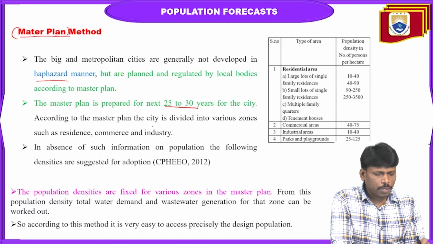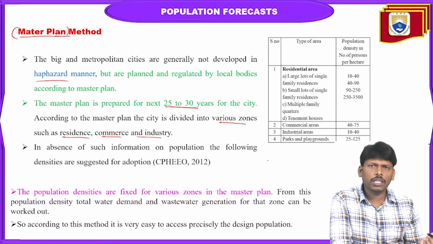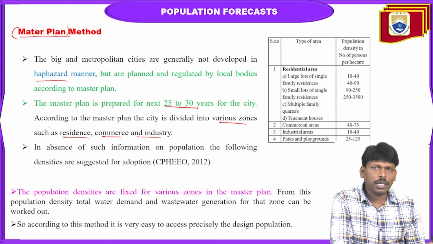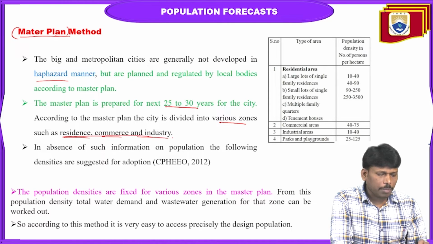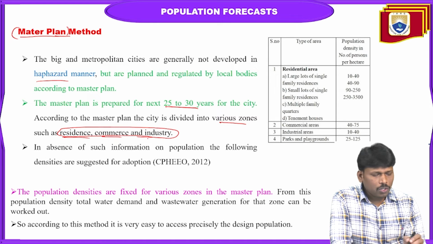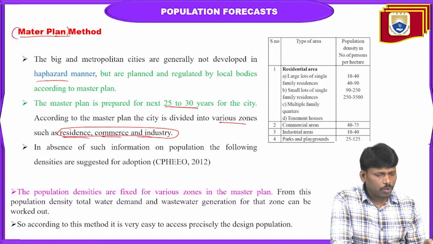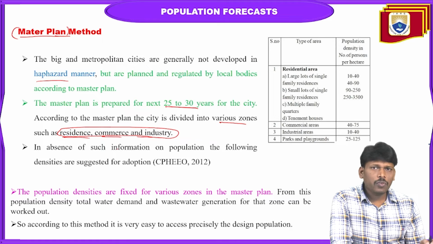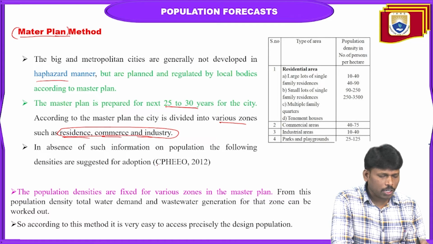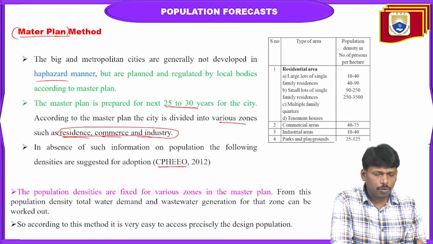And according to the master plan, the city is divided into various zones, like residential, commercial, and industrial. In other ways also we can divide, but this master plan provides us a way to divide the entire area by keeping all these things in mind. So for example, if you don't have that kind of data, the population density is to be suggested according to the Central Public Health and Environmental Engineering Organization, as this manual provides some data.